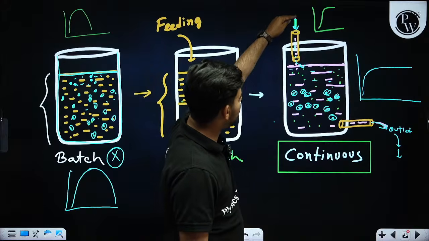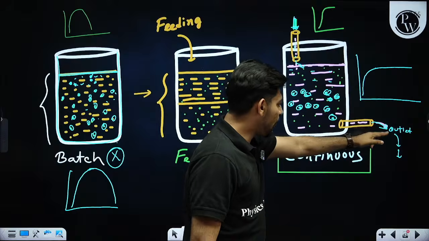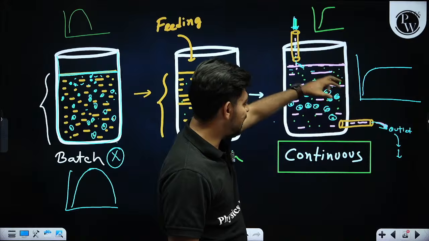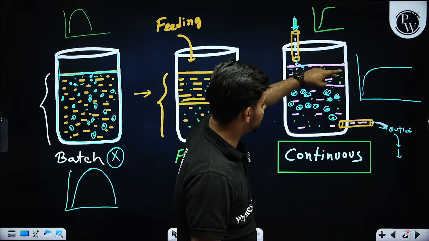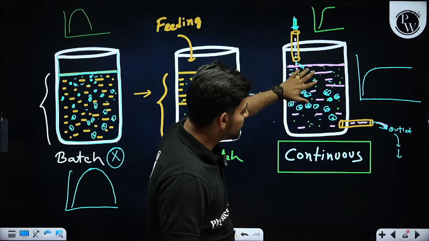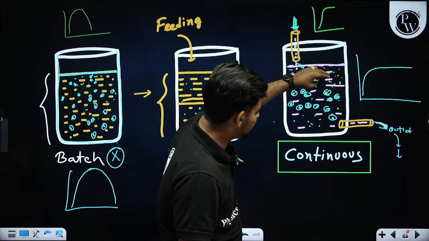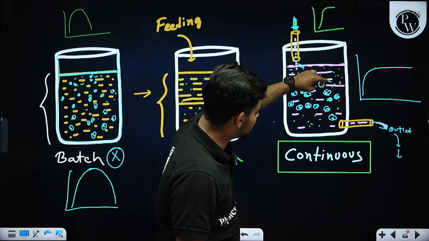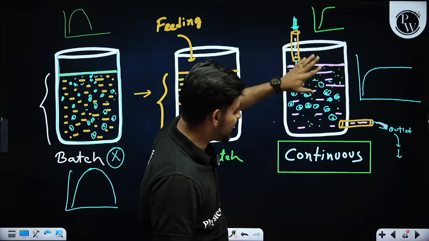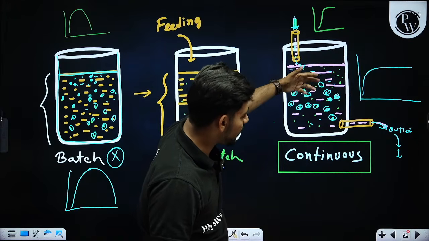You keep on adding fresh culture media, and you keep on eliminating the expired culture media and the excess cells which are produced, which are growing inside. So, there will not be any sort of overpopulation of the host cell, the cell which you are culturing. If there is no overpopulation, the cells will remain healthy and you will get a healthier, or good, product.